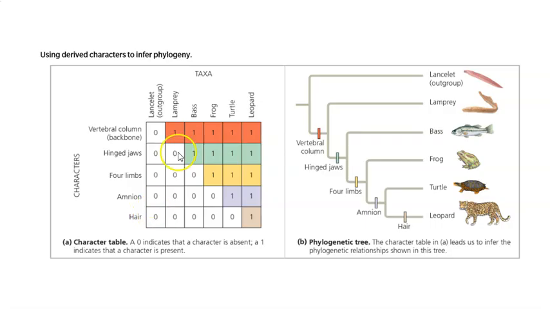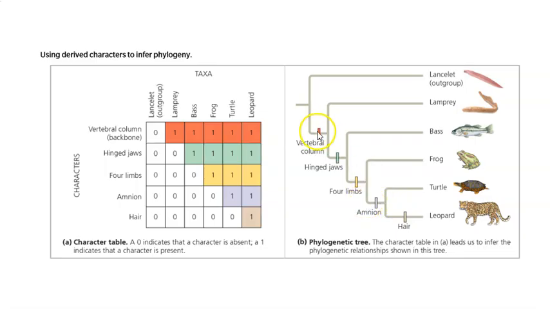Characters are absent. And you can see the lamprey has the vertebral column, and everything else does too, but the lancelet doesn't, so the zeros, right? If you were to build a phylogenetic tree based upon this, you would make the lancelet the out-group. And again, building one, sometimes they ask you, but usually they have it built for you and you label it, or you have to analyze one that they've already made.